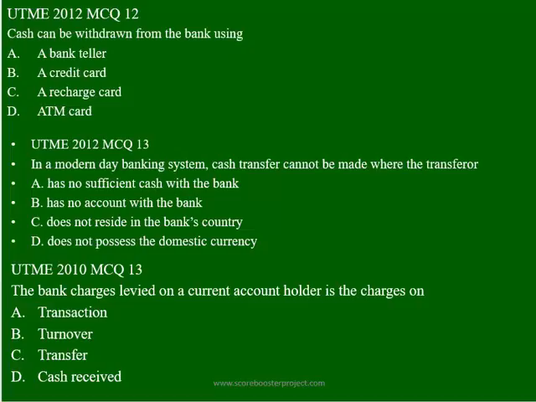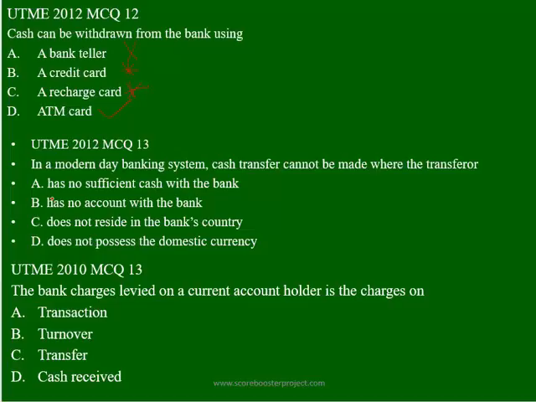Here is the JAMB UTME 2012, question number 12. The examiner asked a question here that cash can be withdrawn from bank using bank teller, credit card. Credit card is not meant for withdrawal of cash. Then ATM card. I think ATM card is the correct answer.